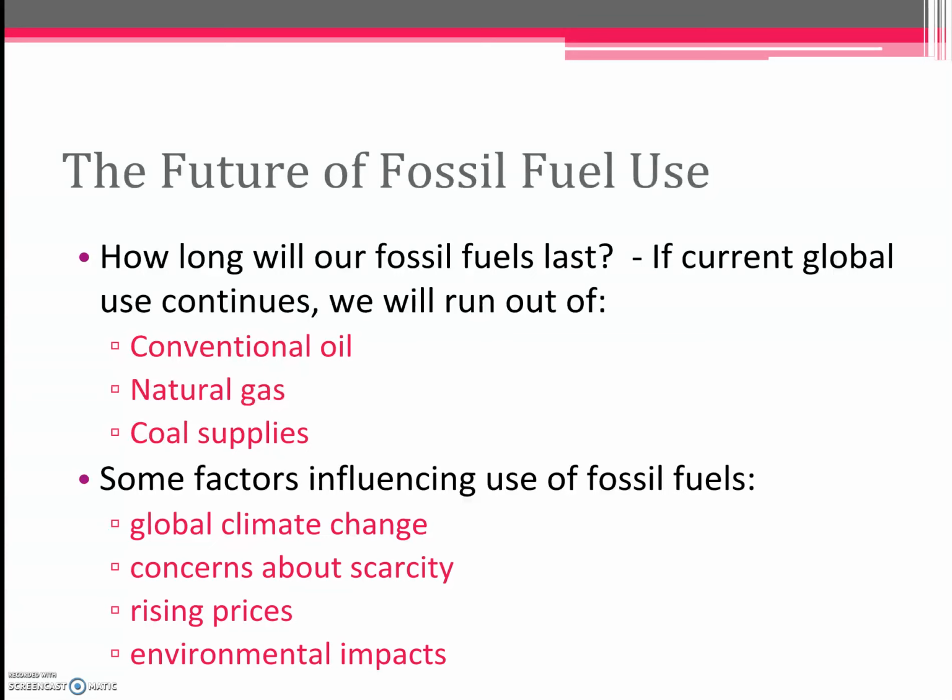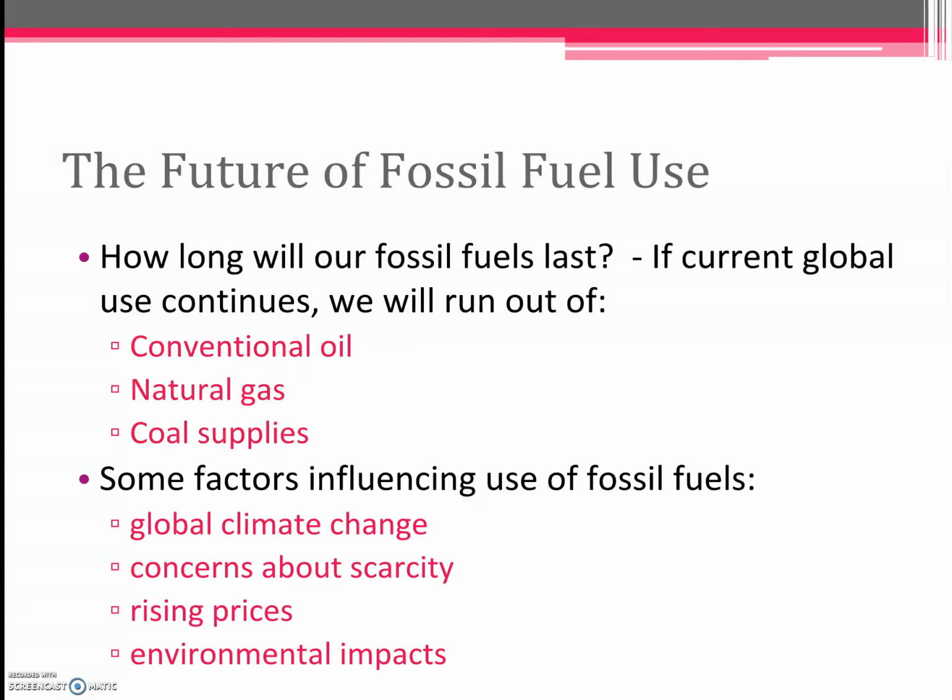How long will our fossil fuels last? If global patterns continue, we'll run out of conventional oil supplies in less than 40 years. Natural gas supplies will last slightly longer. Coal supplies will last at least 200 years.